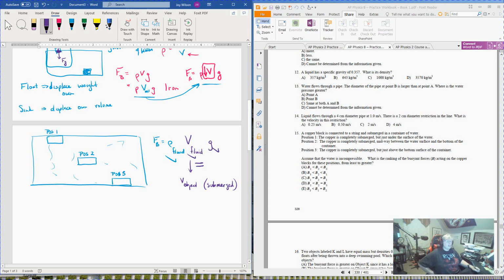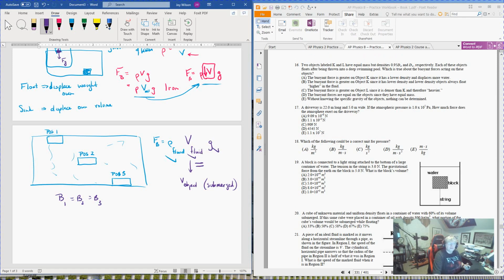So that means that buoyant force 1 has to equal buoyant force 2, has to equal buoyant force 3. Once again, the buoyant force depends on the volume of the fluid and the density of the fluid. It does not depend on the mass or the weight of the object. It does not depend on the pressure. It depends on the amount of fluid you move, the density of the fluid, and gravity.